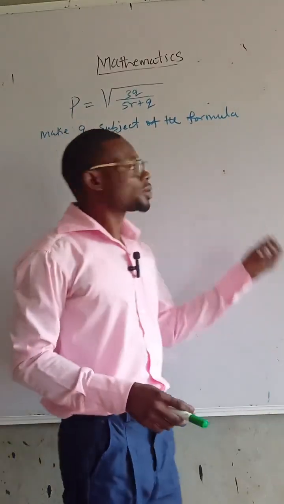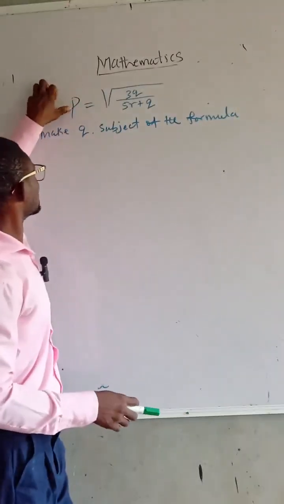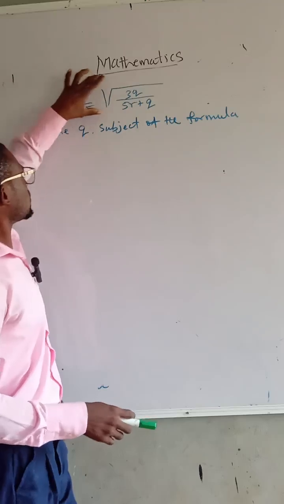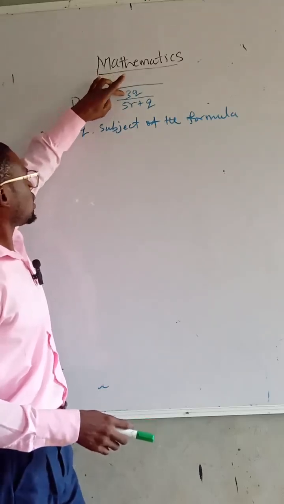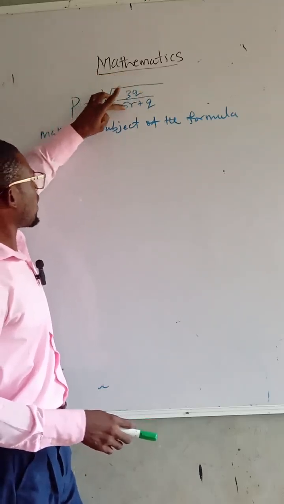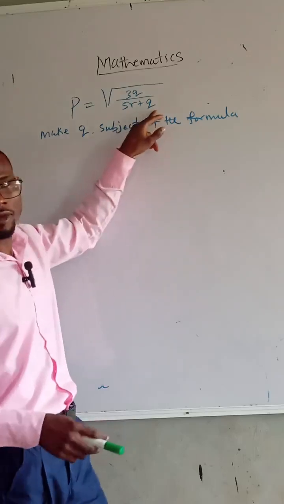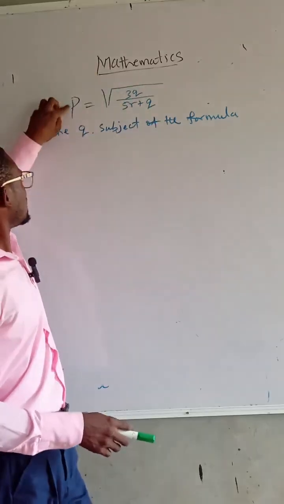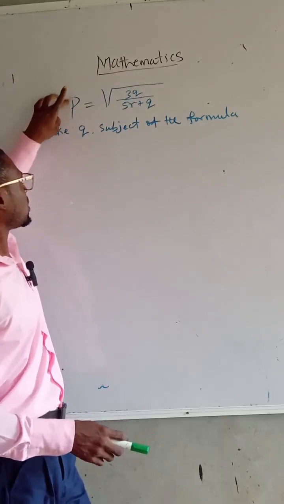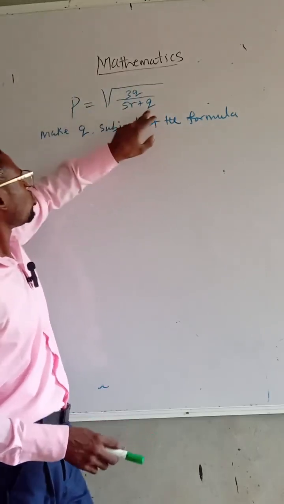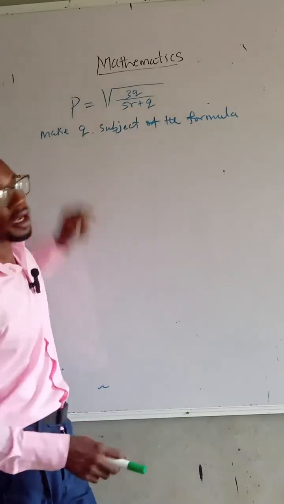Let's take a look at this one. We're given this formula: p equals the square root of 3q over 5r plus q. We are to make q the subject of the formula. Originally, the subject of the formula here is p, okay? But we want to make q the subject of the formula.